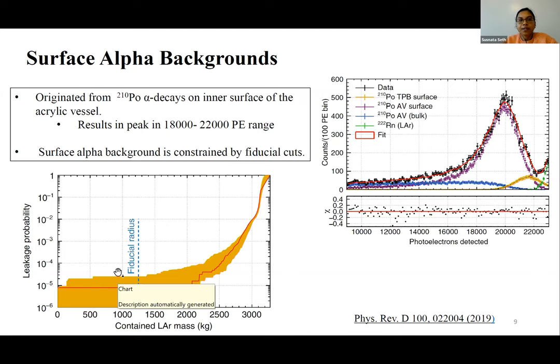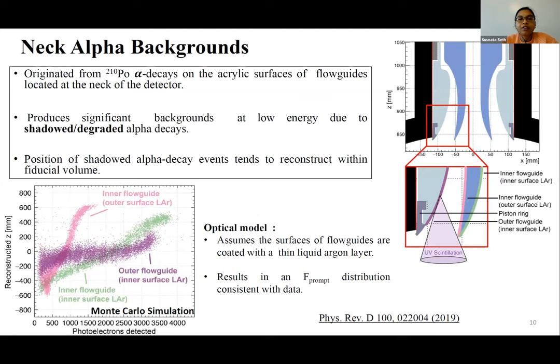So after applying the fiducial cut, most of the alpha backgrounds come from the neck region of our detector. In the neck region, there are flow guides. These alpha backgrounds are produced from 210 polonium alpha decay again, on the acrylic surface of the flow guide. These alpha decays produce significant backgrounds at the low energy region due to shadowed or degraded alpha decays, and these backgrounds have a tendency to reconstruct within the fiducial volume. We also observe this nature in our Monte Carlo simulation.